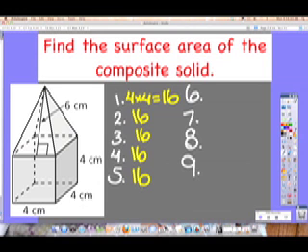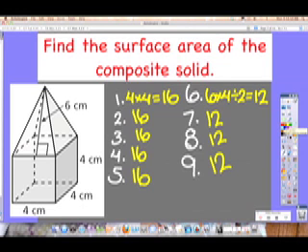Do you agree with Keely? The other 3 triangles are still going to be 12? Not too bad? Okay. Add them all together. And what did you get? You can shout out, guys. 128 centimeters squared. How many are okay with that composite solid?